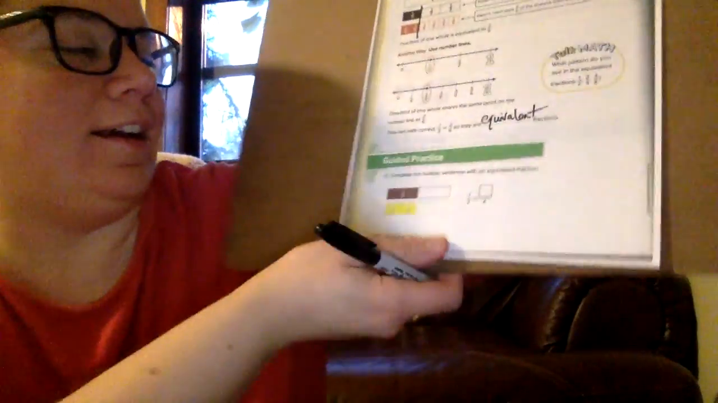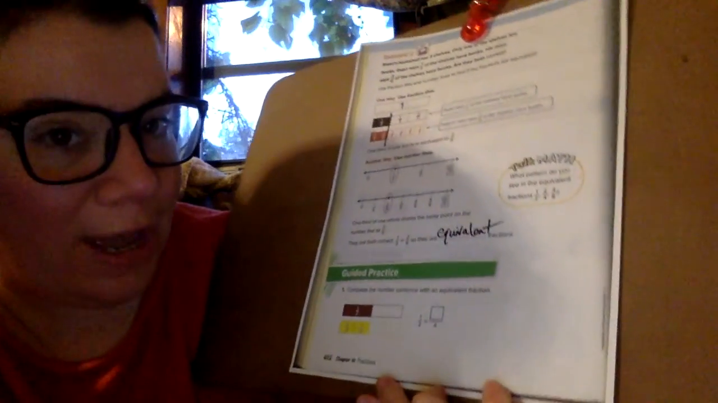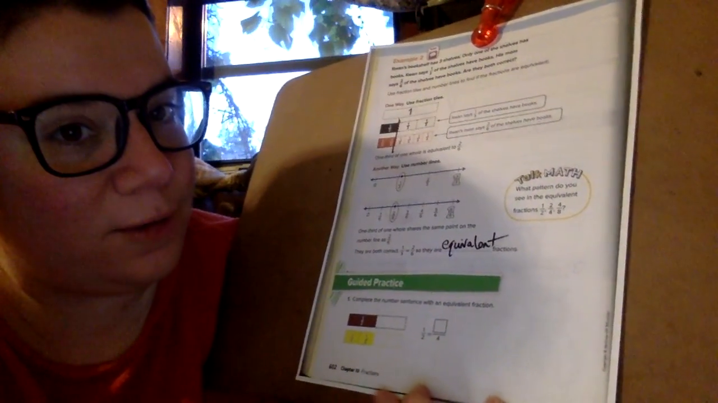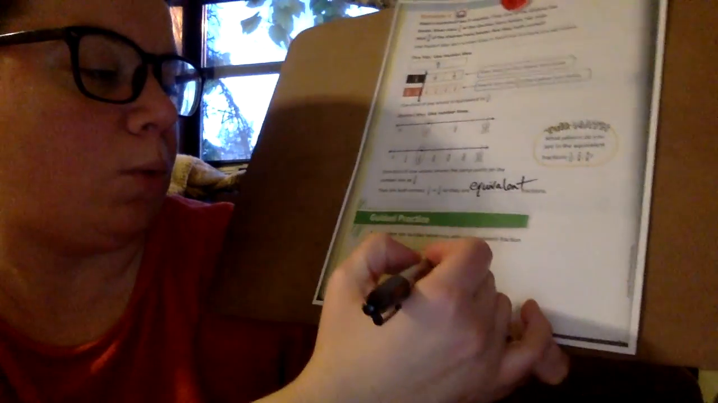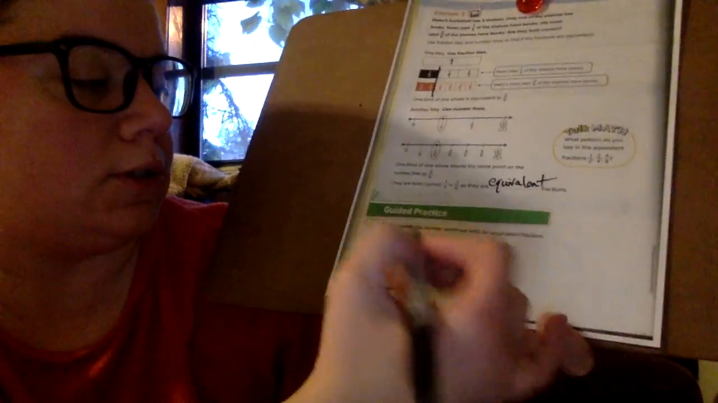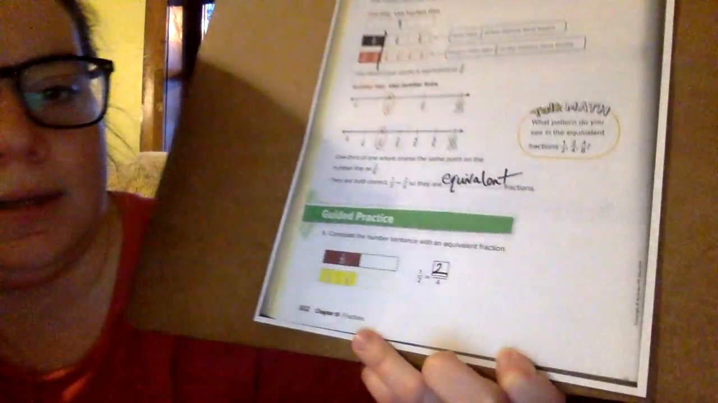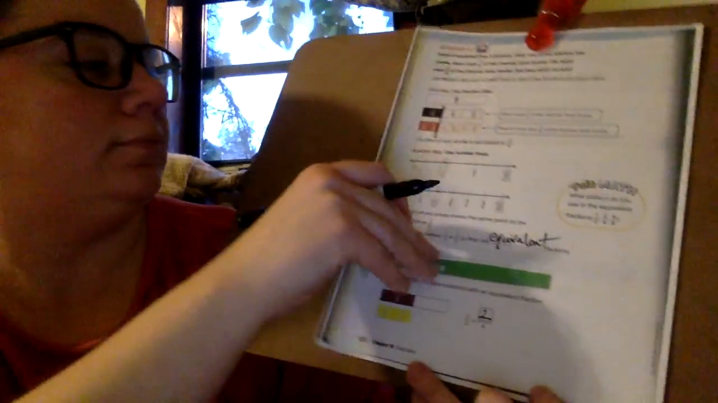We so have this down. All right. We'll do this one for guided practice, and then you'll have a worksheet to complete on your own that's doing the same thing. Complete the number sentence with an equivalent fraction. 1/2 equals what? 2/4.